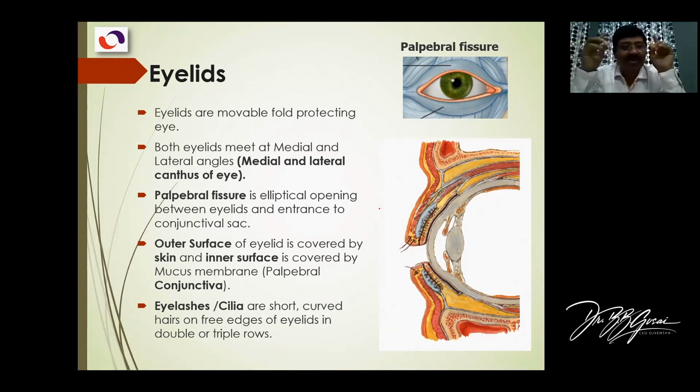The upper eyelid and lower eyelid are the lids, and they meet at the medial and lateral angles here. This one is the medial angle, and this is the lateral angle. So, medial canthus and lateral canthus. The name is canthus. Canthus is angle. So there is a medial angle and a lateral angle. And between these two eyelids, we have a gap. The eyelid can move, and there is a gap.